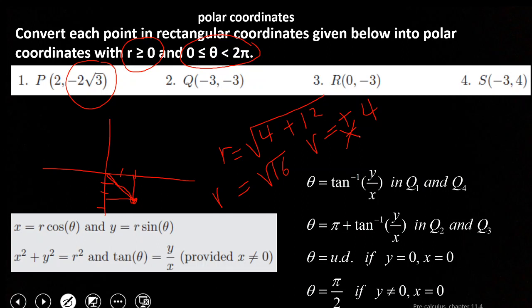How do we find the angle? Well, we are in the right quadrant, so all we have to do to find the angle is take tangent inverse of y over x.